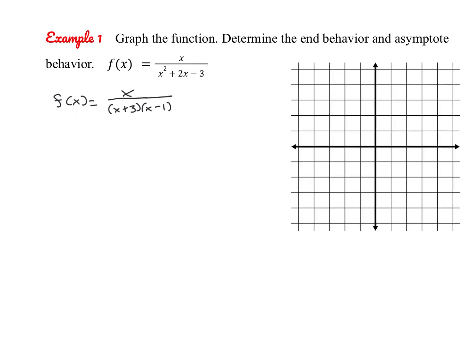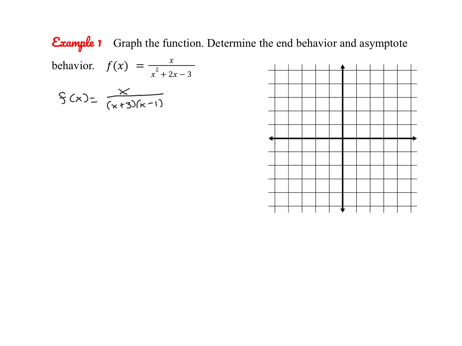Okay, so now we can start finding our asymptotes. So remember, if you need to find the vertical asymptotes, you're going to essentially ask yourself, what are the restrictions? What can x not be? And we can find that by setting our denominator equal to 0. So we can see that x cannot be negative 3. So we have a vertical asymptote at x equals negative 3. And we can see that x cannot equal 1. So we have a vertical asymptote at x equals 1.